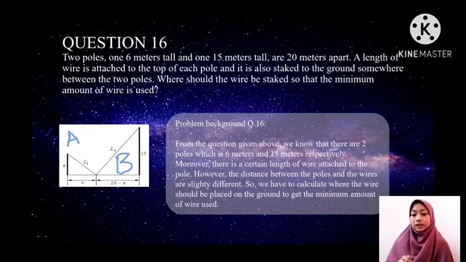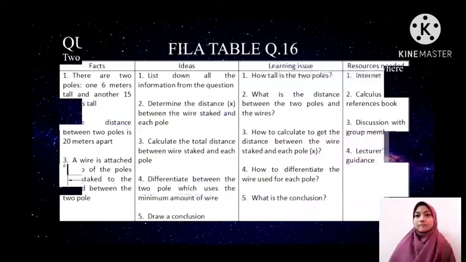There is also a line that connects the top of the pole to the ground. It represents the wire. The wire for A is labeled as L1 while B is L2. Now, take a look at the base of the triangle. In the statement, it said that the two poles are 20 meters apart. The value for A is x meters while B is 20 minus x meters. So, what we have to do is find the value of x in order to identify the place to stake the wire so that we use a minimum amount of wire.